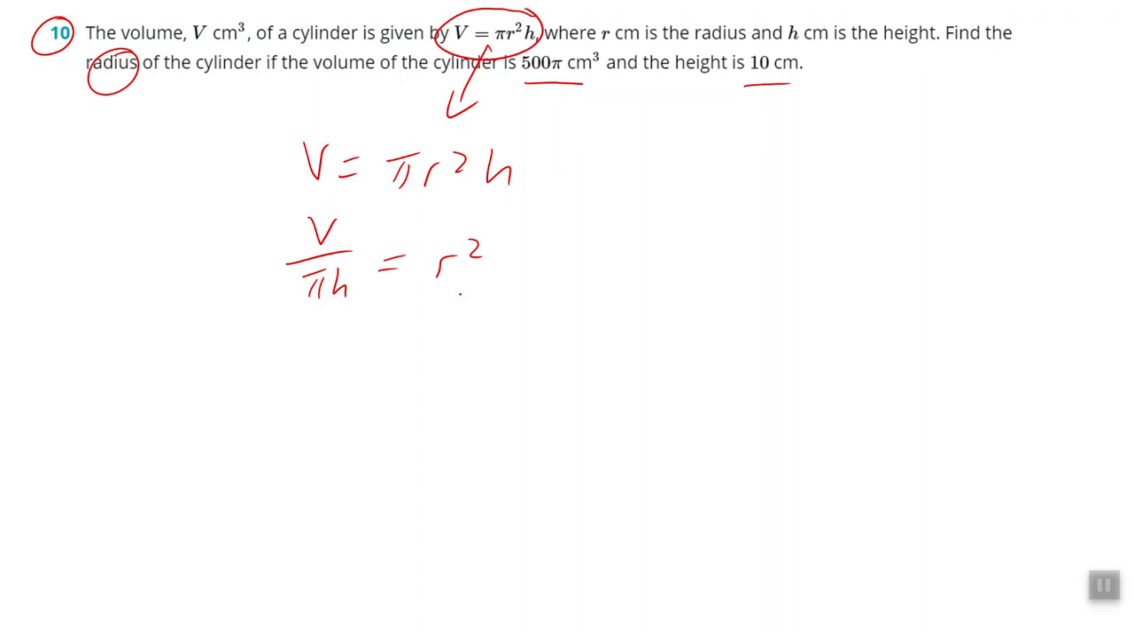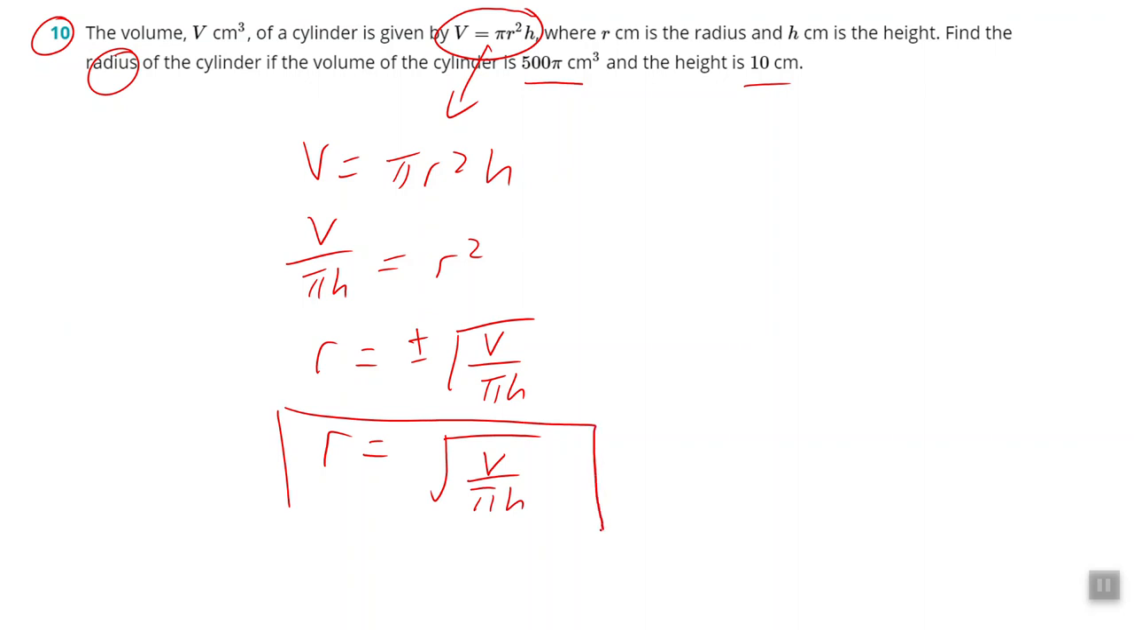Now I want to make R the subject, so not R squared, so I square root both sides. Remember, whenever you square root something, you get the plus or minus solution. So you go the square root of V divided by pi H. Now, obviously we're talking about a real life situation here. R is never going to be negative, so it's always going to be a positive value. So that's why you only accept the positive version of the equation, okay?